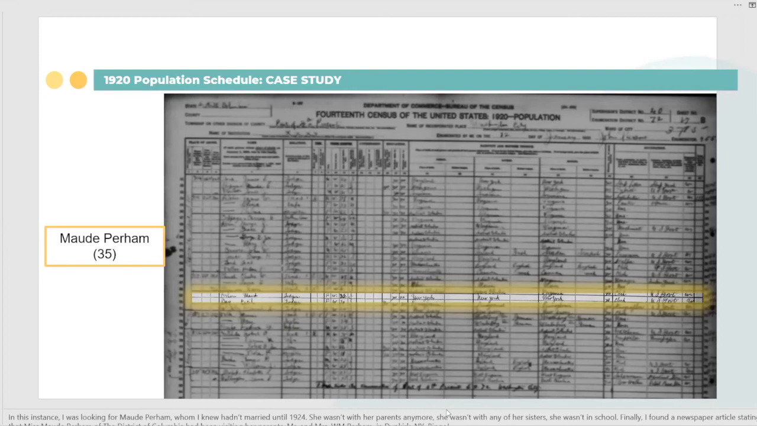She was actually a stenographer for the US Treasury at the time, so she had left to go to school, and that's why we couldn't find her where we thought she'd be. Again, you got to think outside that box sometimes. If people aren't where you think they should be, ask yourself why.